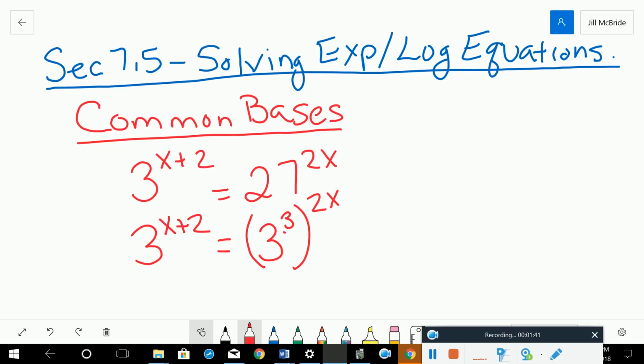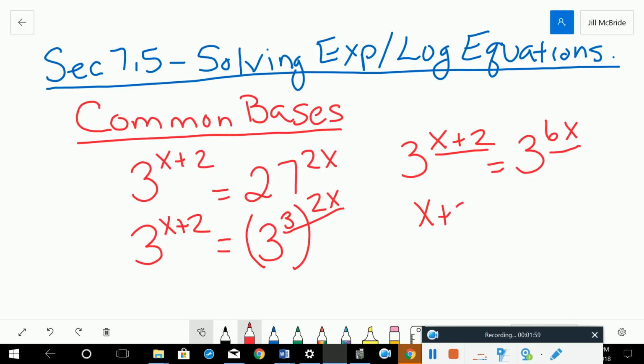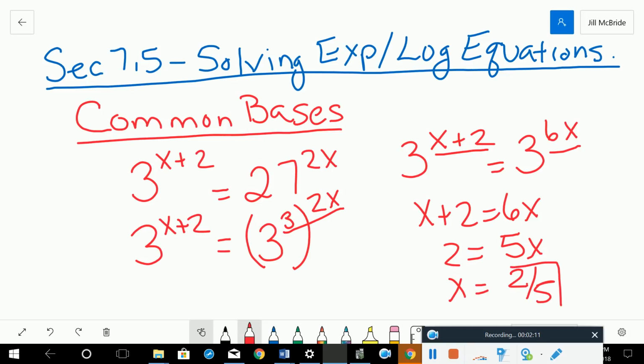And we know from our rules of exponents that when we take an exponent to another exponent, we multiply those. So what I have is 3 to the x plus 2 equals 3 to the 6x. Once my bases are equal, in order for these equations to be equal, the exponents must equal each other. So I say x plus 2 equals 6x. 5x equals 2. X equals 2/5.